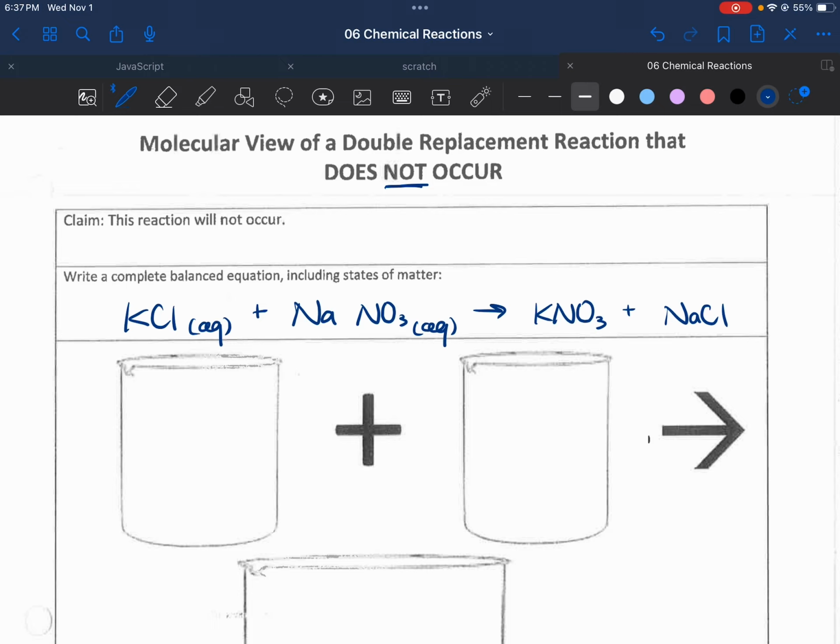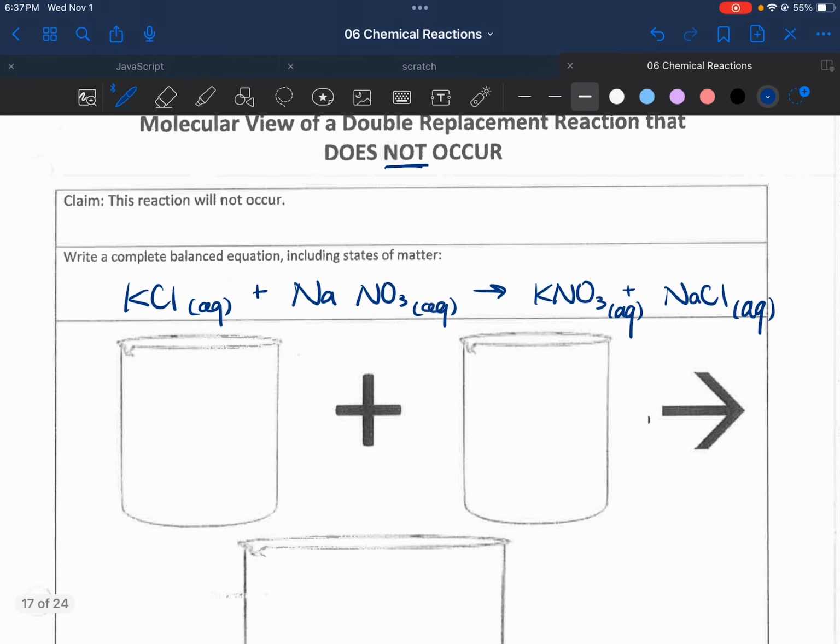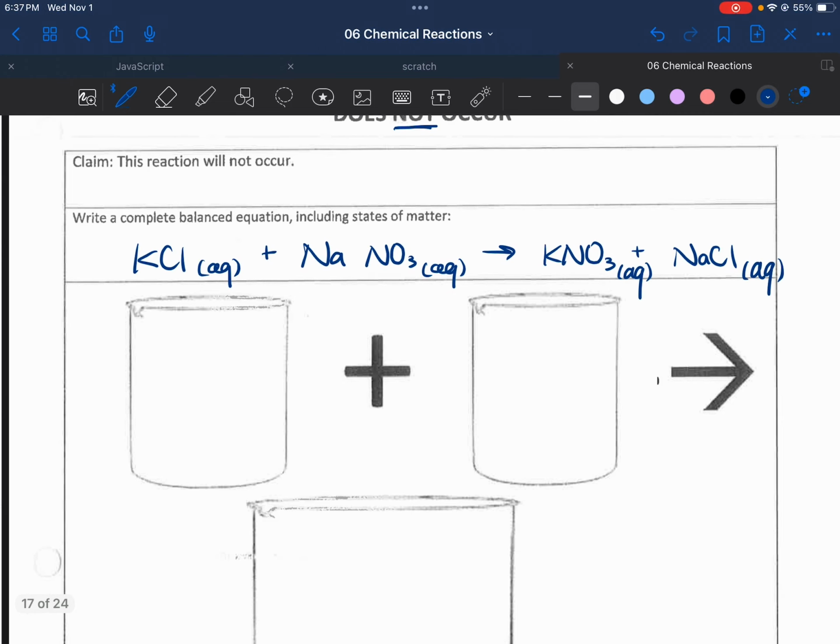So this is the time where you go back to your solubility chart and you figure out for each of these compounds, are they solids or aqueous? Okay, so from that we will know that potassium nitrate is aqueous and sodium chloride is also aqueous. So given that both of these are aqueous with no solids as one of our products, we know this reaction does not occur in a double replacement reaction.